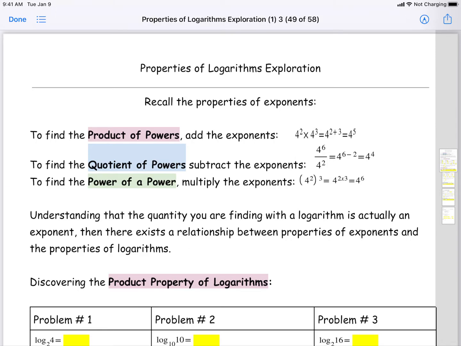Please keep those rules in mind and understand that when I multiply like bases, I add exponents. If I divide like bases, I subtract exponents. And if I take a base with a power to a power, I multiply. It's going to come in handy in a little bit. So the first one that we're going to talk about is called the product property of logarithms.